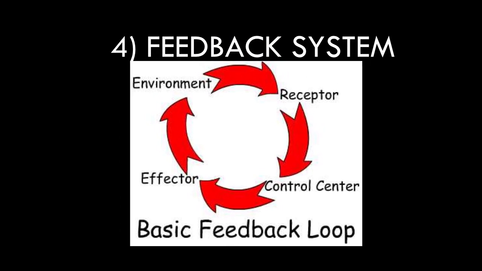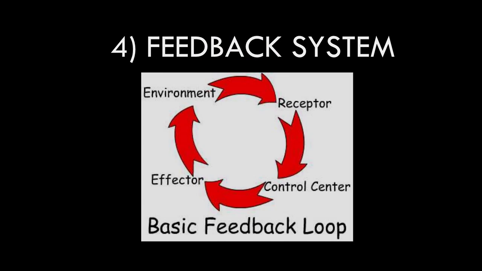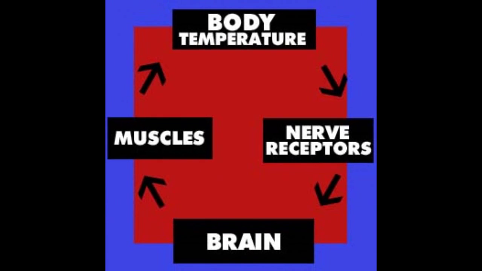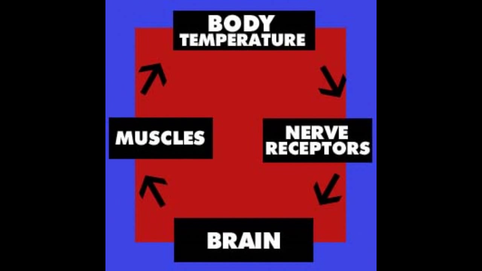Number 4. Definition of feedback system. A feedback system is a cycle of events in which the status of a body condition is monitored, evaluated, changed, remonitored, re-evaluated. Each monitored variable, such as body temperature, blood pressure, or blood glucose level, is called a control condition. When any disturbance causes a change to a control condition, it is called a stimulus.